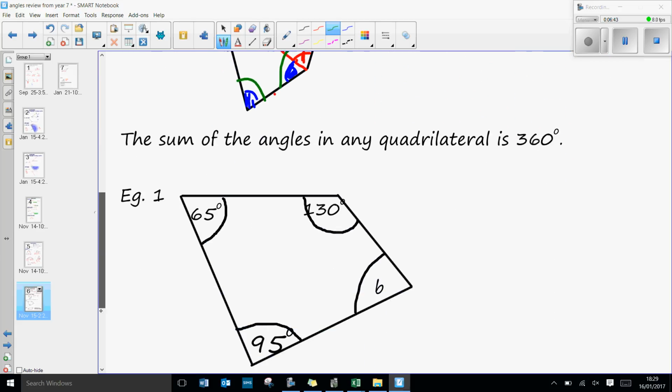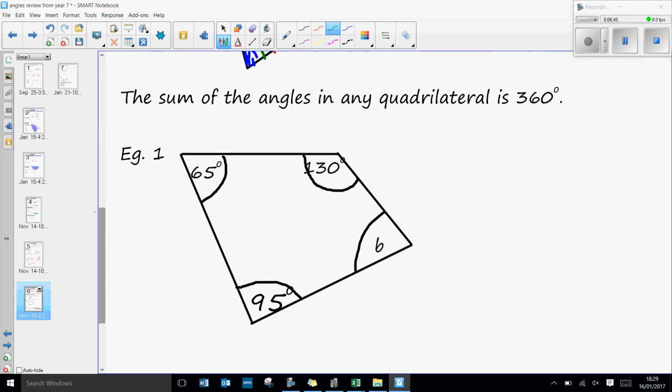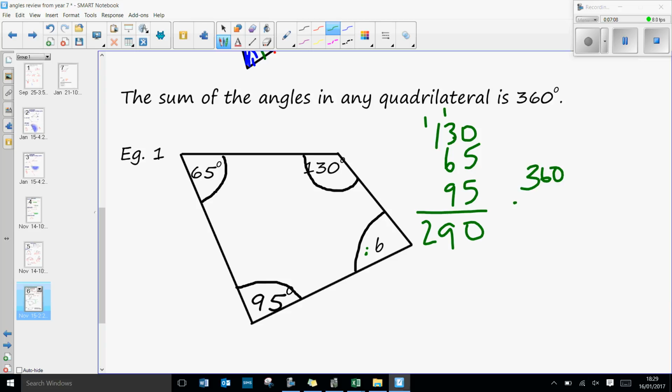So we have this quadrilateral here. If we're trying to find B, we would add the 3 that we've been given. So 5 and 5 is 10. 9 plus 1 is 10. 13, 19. And 1 and 1 is 2. So that's 290. If they add up to 360, we get 70 degrees. So B would be 70.